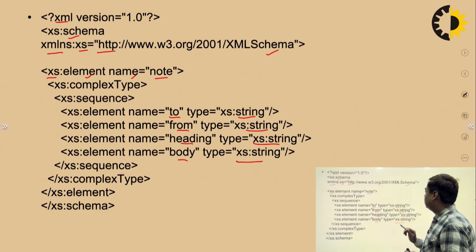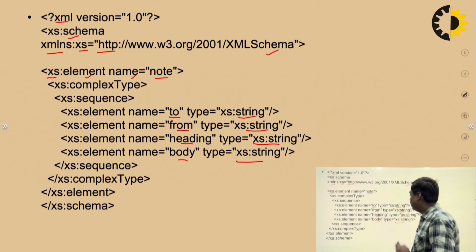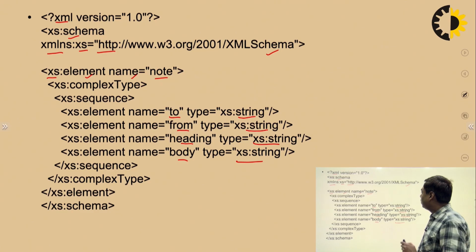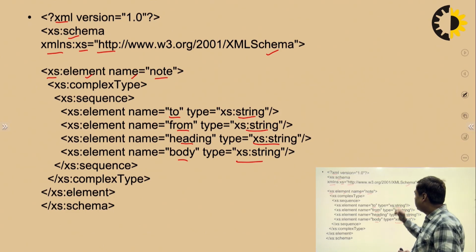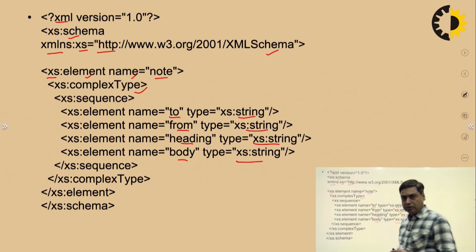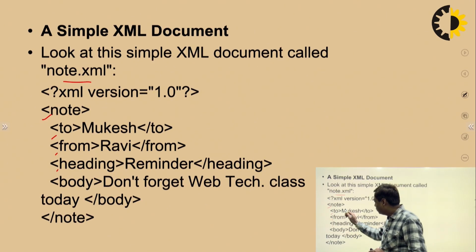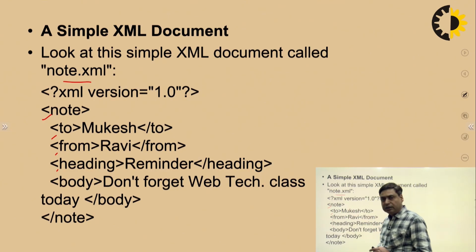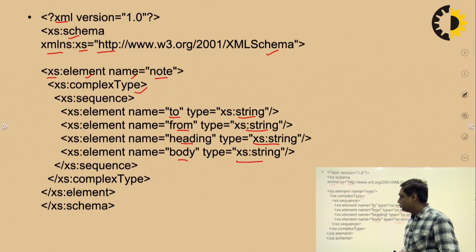So here we have defined the root element note. Within the root element, we have 4 elements: to, from, heading and body. What is important is that the note element consists of 4 elements, so we call note a complex type element. Here you can see in the XML file, note has 4 elements: to, from, heading and body. So in XML schema we call note a complex element.